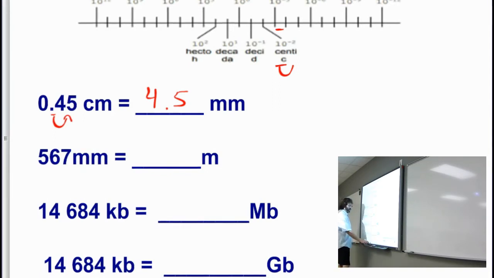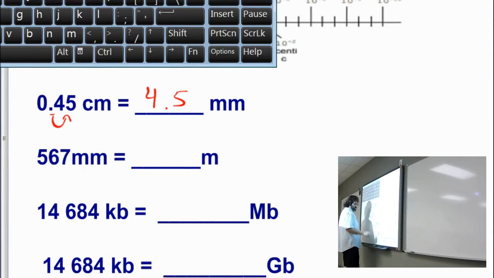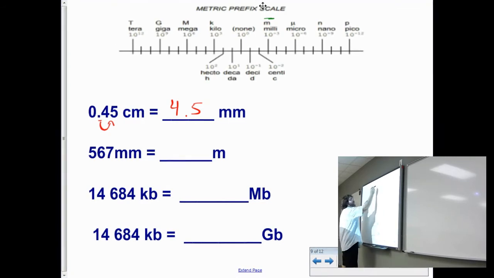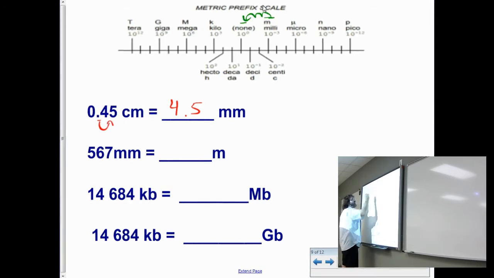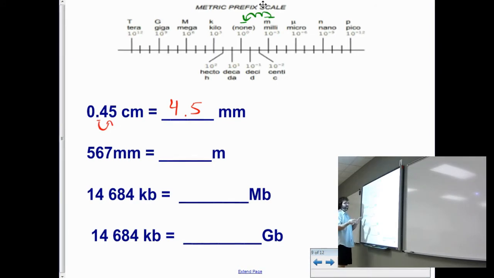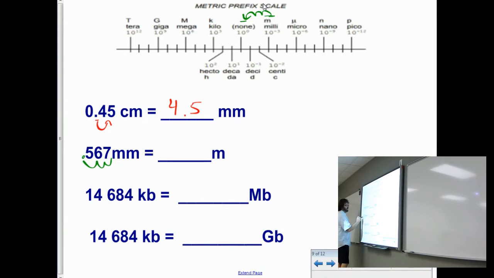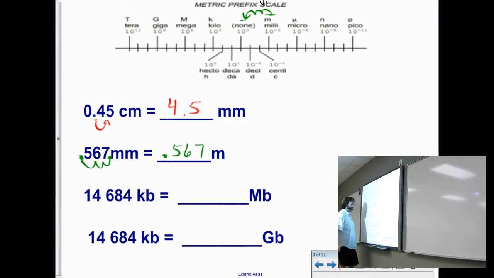Let's try another one. So here I'm going to go 567 millimeters, and I want to go to meters. First off, I'd locate those on the prefix scale. Milli is here, and meter is actually a base unit. So I'm going to go 1, 2, 3 spots to the base. Again, it says none. That would just be, the base is a meter. A meter is a base unit. And so I'm going to go 3 spots to the left and move my decimal place 1, 2, 3 spots to the left. There is a decimal place after the number. So again, it's just taking it and moving it over to the side. So it's now 0.567 meters.